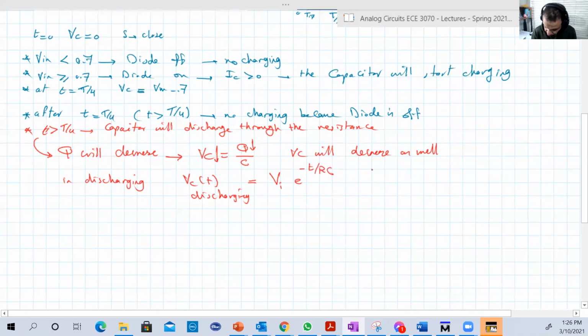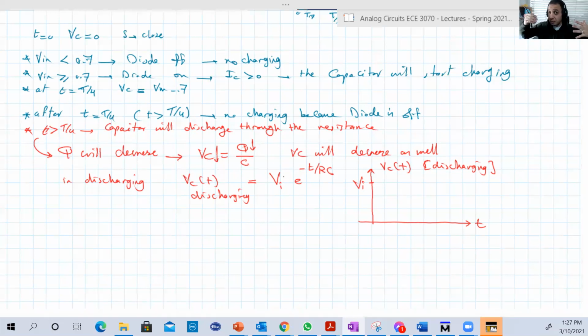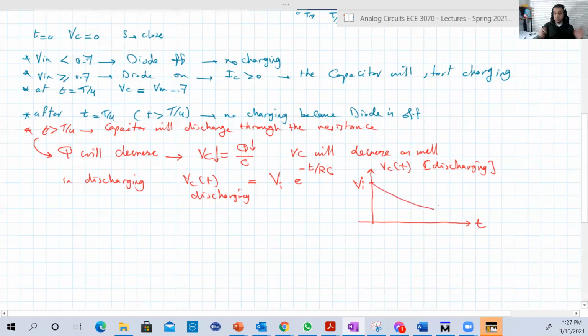So let's draw this. If we want to draw this relation, if this is the time, and this is Vc of t while discharging, at t equal to 0, Vc of 0 will be equal to Vi times e to the power of 0. E to the power of 0 is just 1, so this will be Vi, V initial. Then afterwards, the exponent of the exponential will not be 0, and it has a negative value, so it will be less than 1. So basically, it will be something like this. Good.